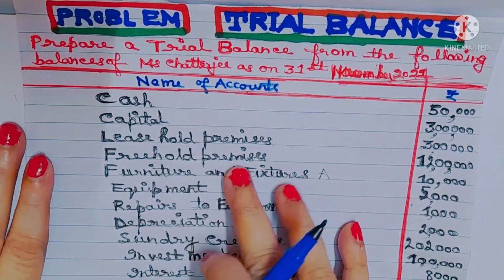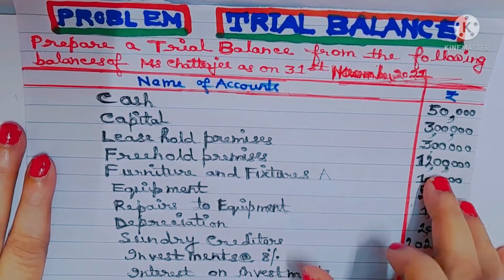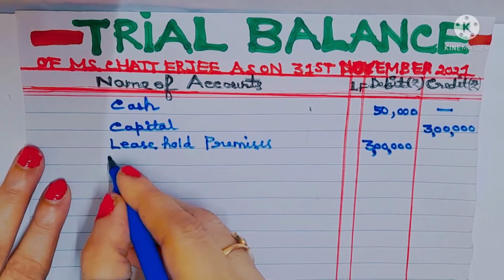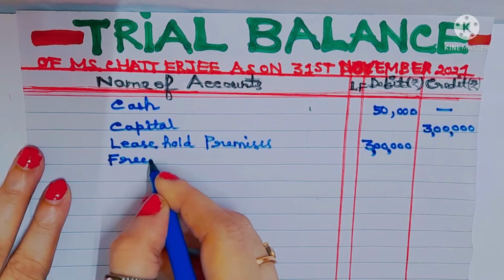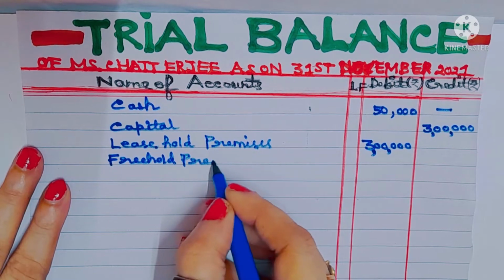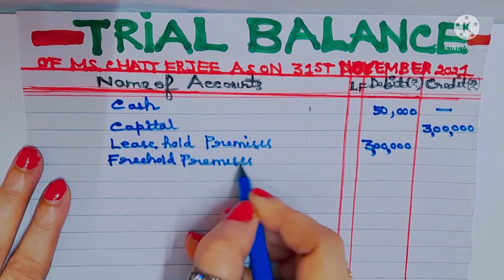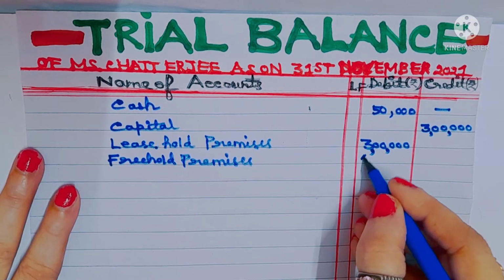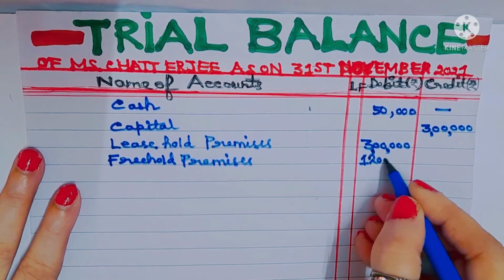What is the next account? Freehold premises, 12 lakhs. Let's write freehold premises. Freehold premises is a debit balance. That is the reason we're going to write in the debit column.